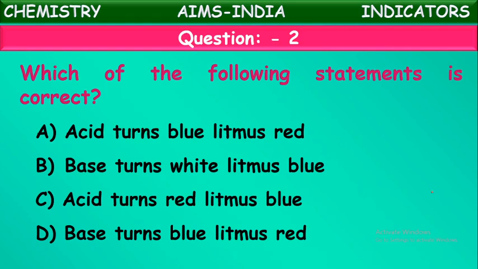Which is correct here? Actually, litmus papers are of two colors, blue litmus and red litmus. Blue litmus is used to test acids. When blue litmus is dipped into acids, it turns red. And the other, red litmus, is used to detect bases. When red litmus is dipped into bases, it turns blue. Now the correct statement here is that acids turn blue litmus red. That is correct.